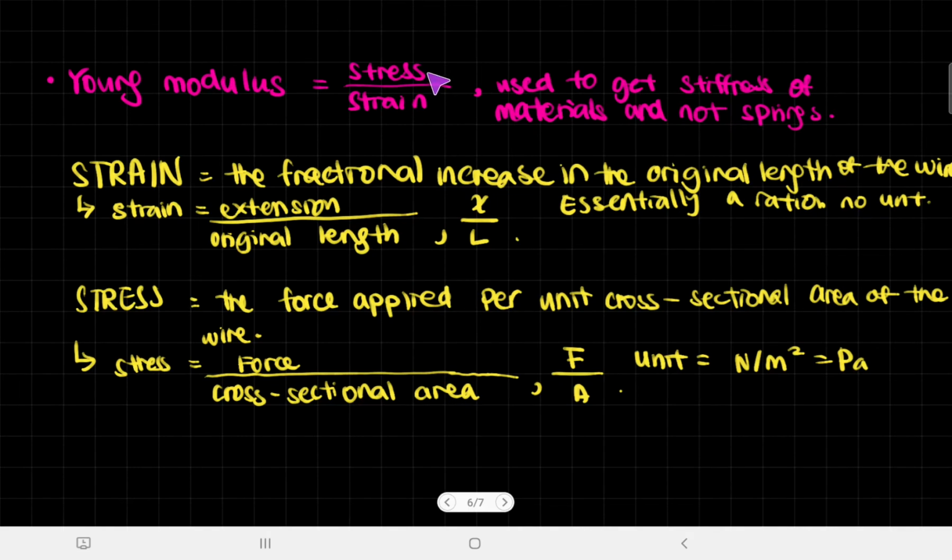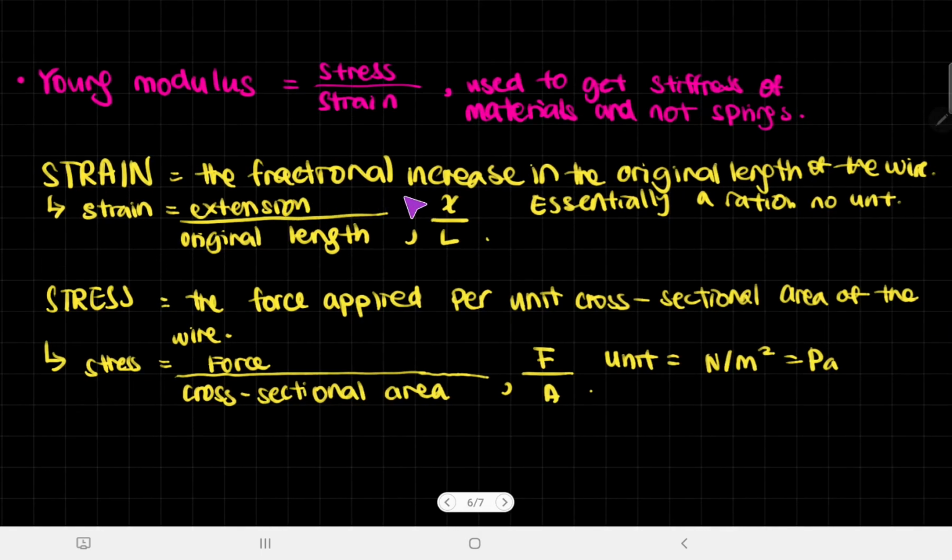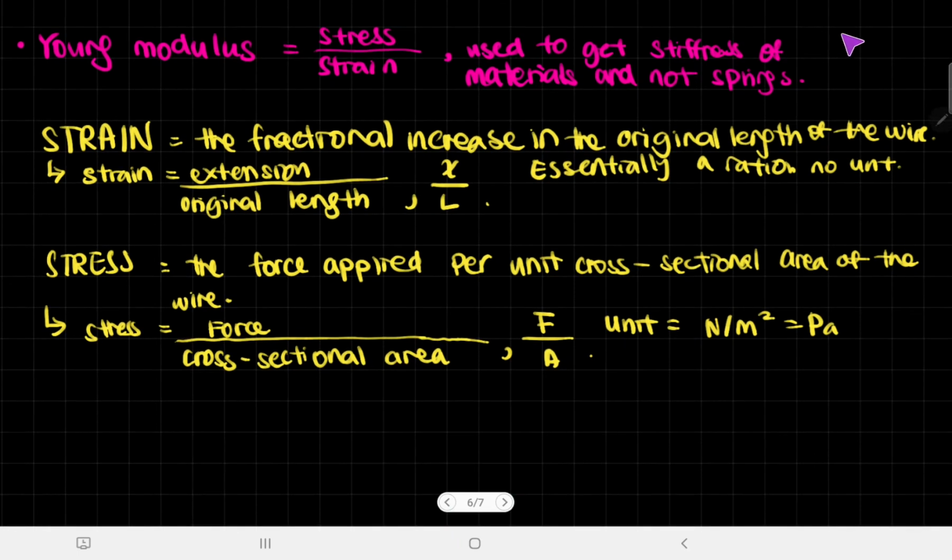So what is stress and strain? Well, strain is defined as the fractional increase in the original length of the wire. When we do the same thing as we might have done before, we have a setup where we have a certain wire with a load at this side, and this side is fixed. We would have this length, and then we might have an extension on top of that. So that's what it looks like, and the strain is the extension divided by the original length.